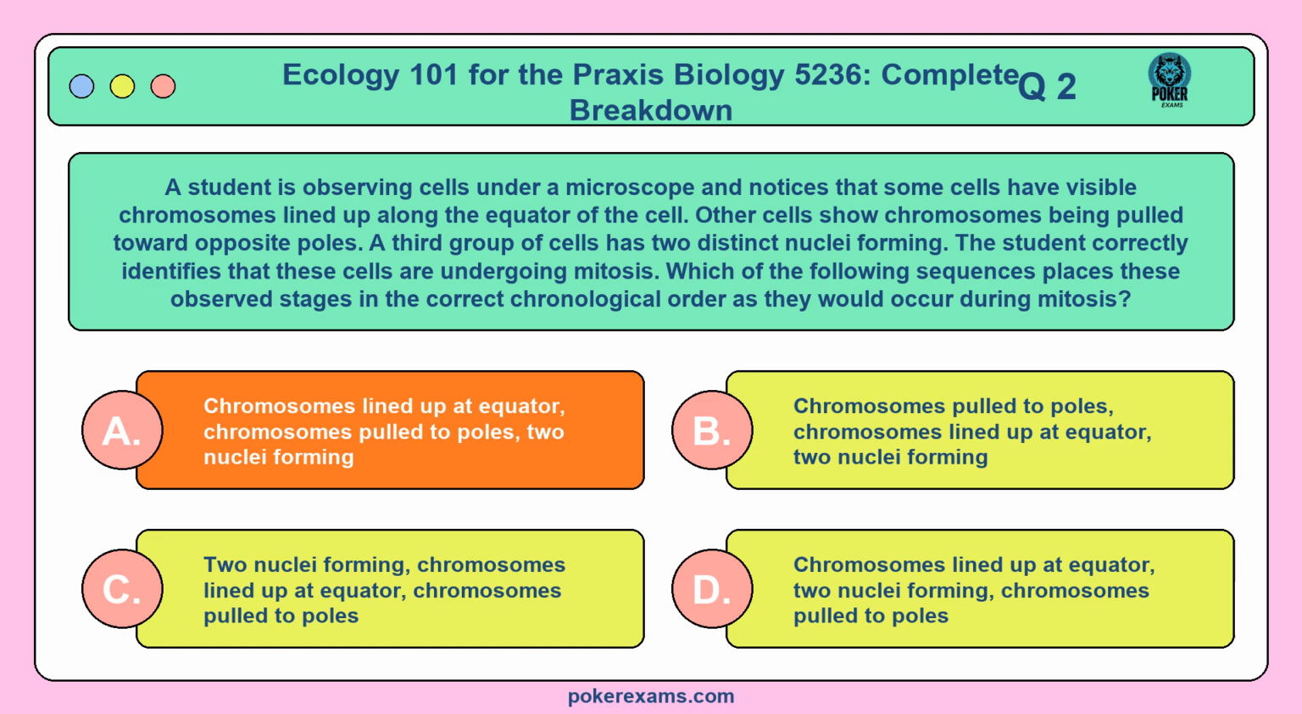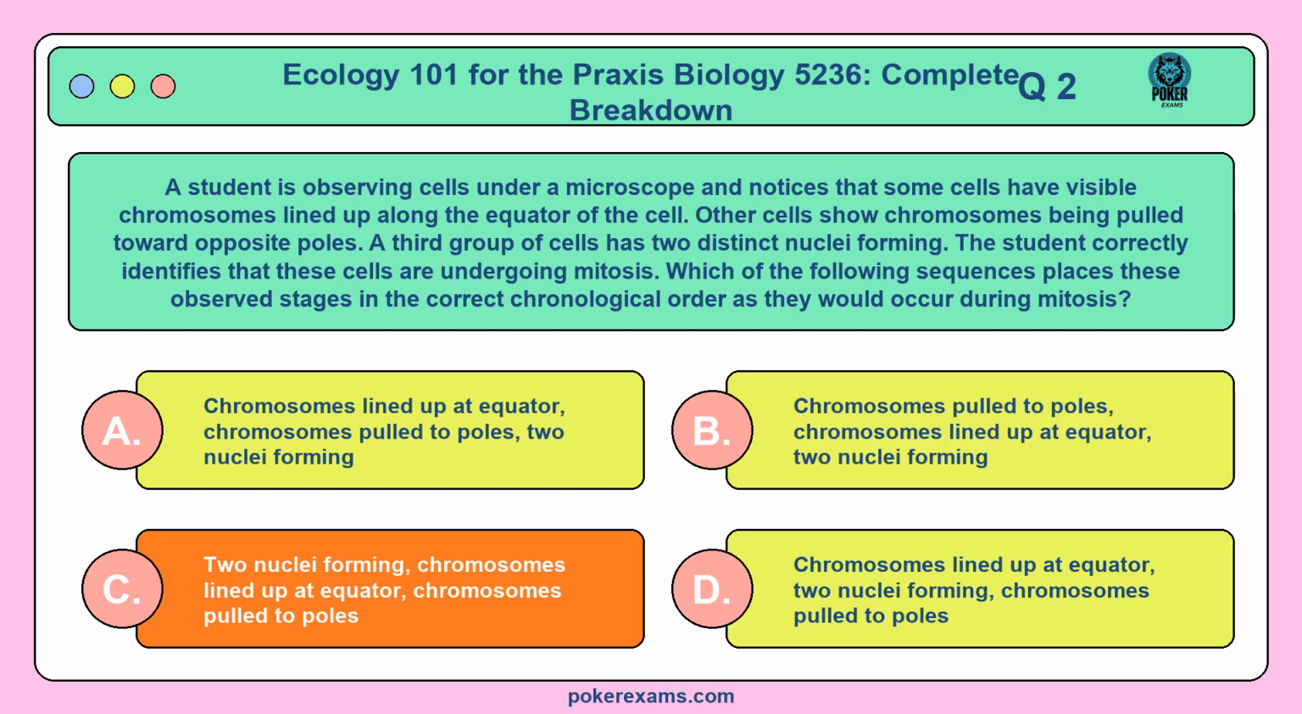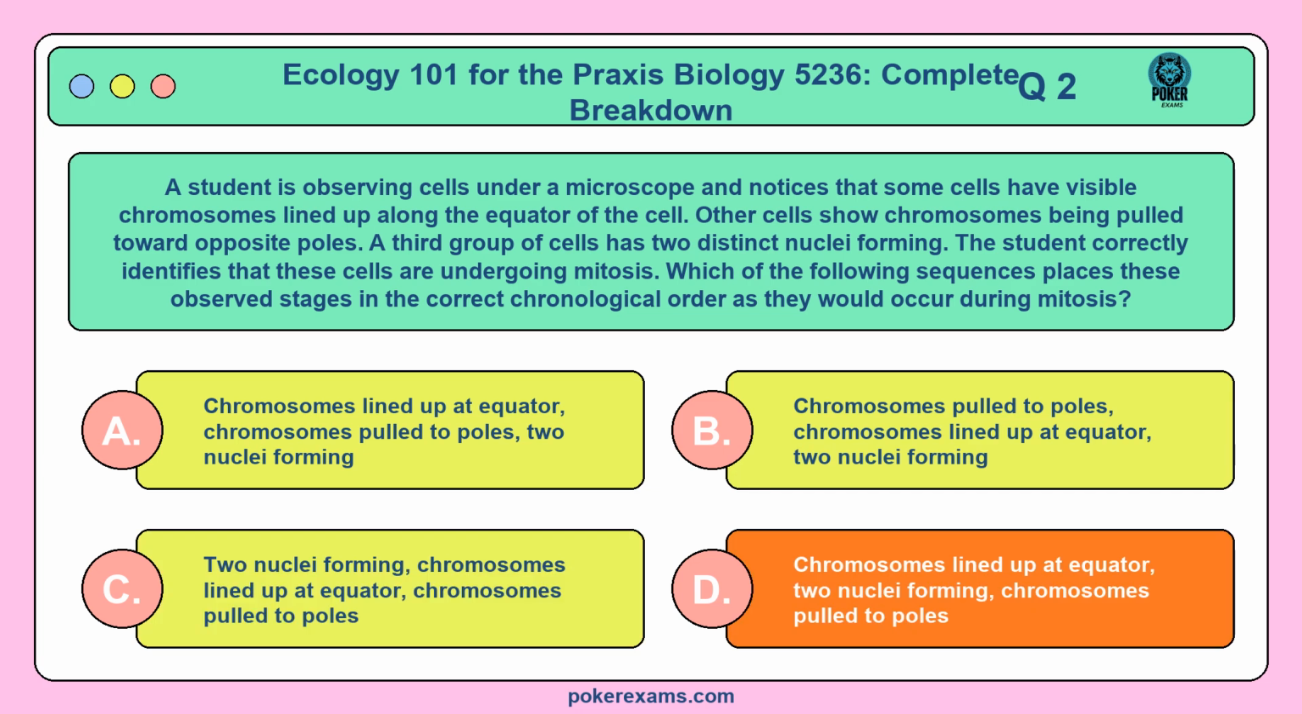Option A. Chromosomes lined up at equator, chromosomes pulled to poles, 2 nuclei forming. B. Chromosomes pulled to poles, chromosomes lined up at equator, 2 nuclei forming. C. 2 nuclei forming, chromosomes lined up at equator, chromosomes pulled to poles. Or D. Chromosomes lined up at equator, 2 nuclei forming, chromosomes pulled to poles.